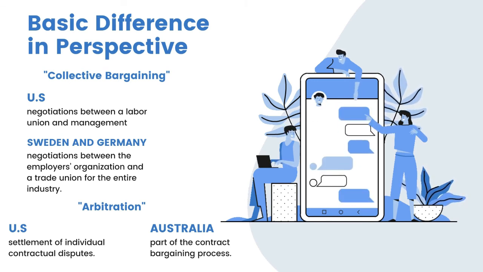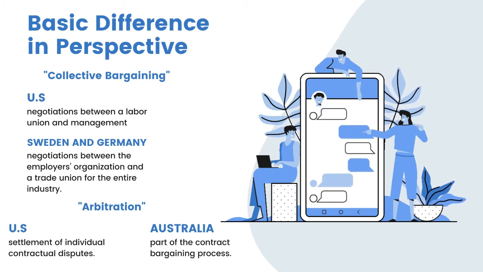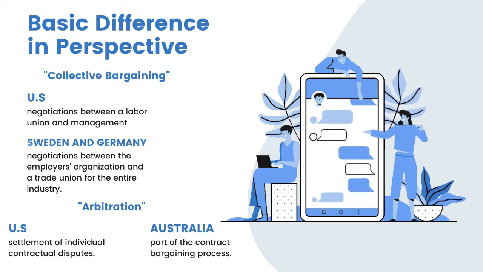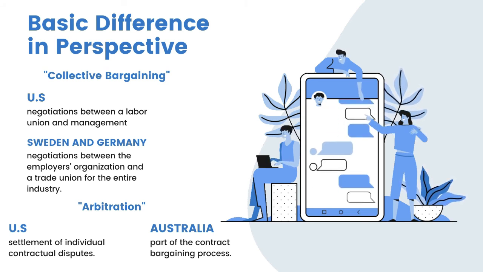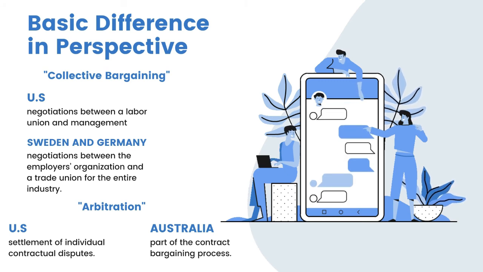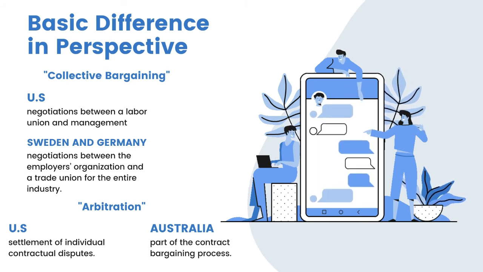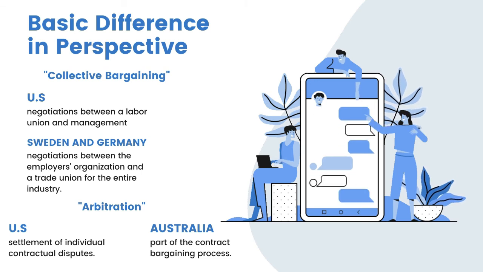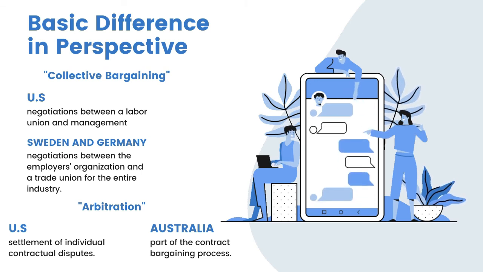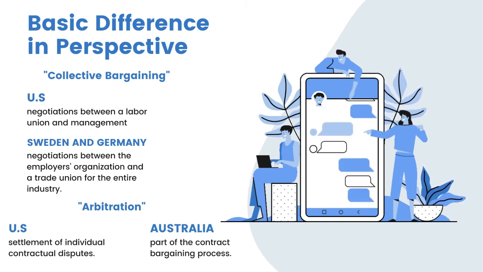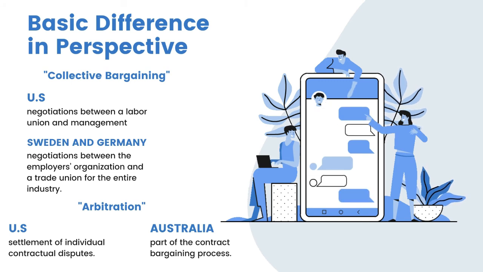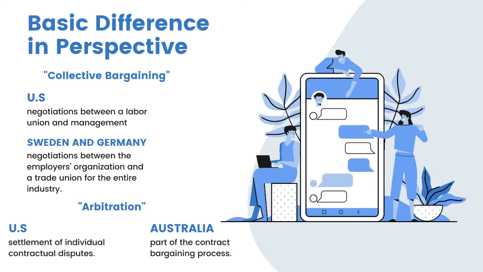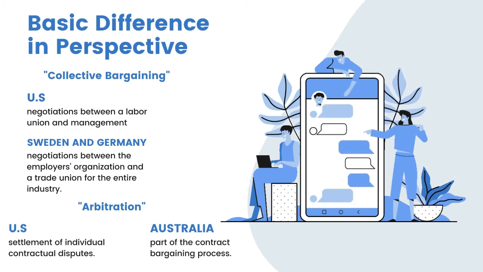In the United States, collective bargaining implies negotiation between a labor union and management. In Sweden and Germany, it refers to negotiation between the employer's organization and a trade union for an entire industry. The word arbitration in the United States usually refers to the settlement of individual contractual disputes, whereas in Australia, arbitration is part of the contract bargaining process.